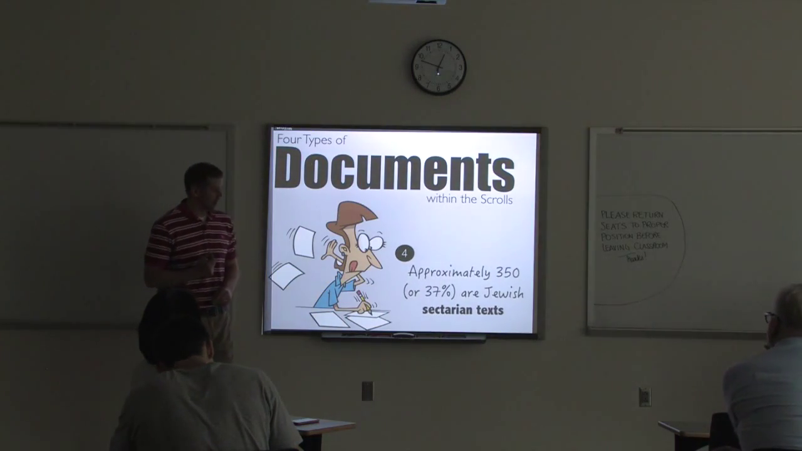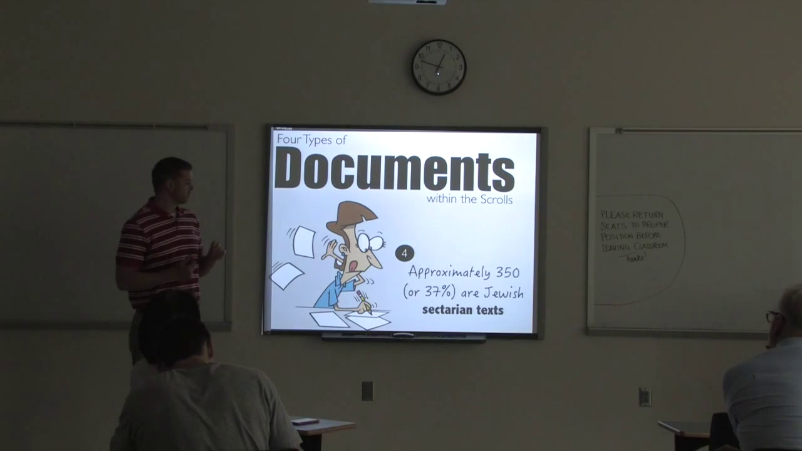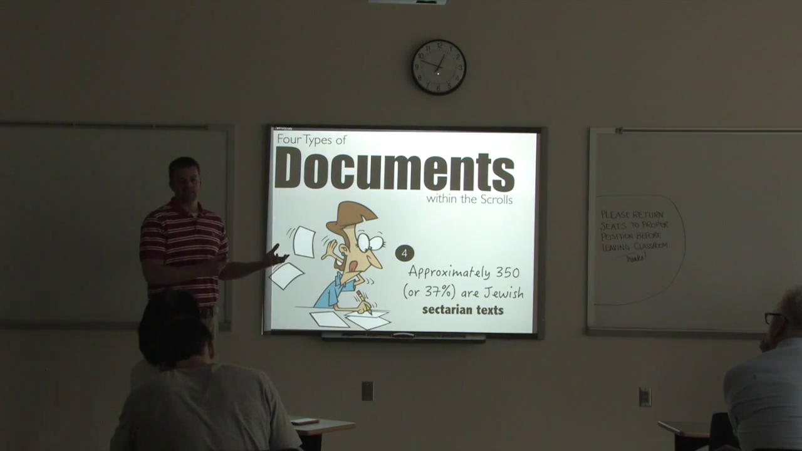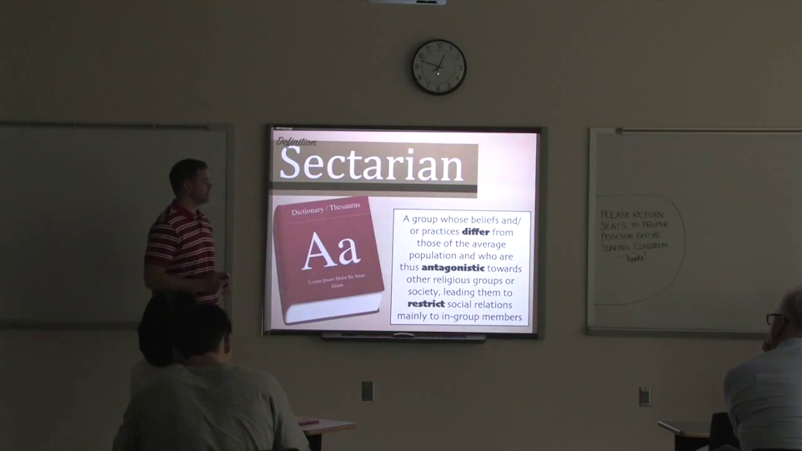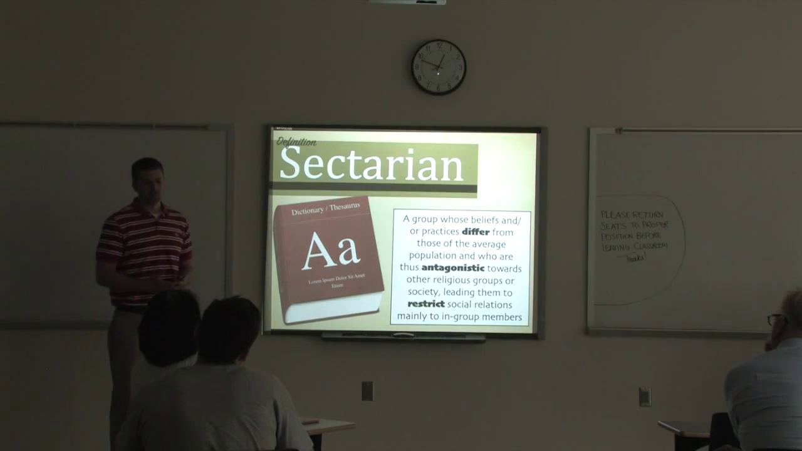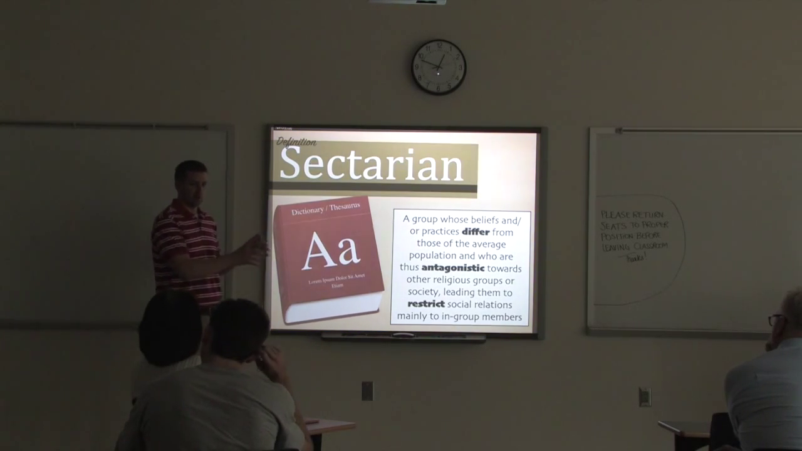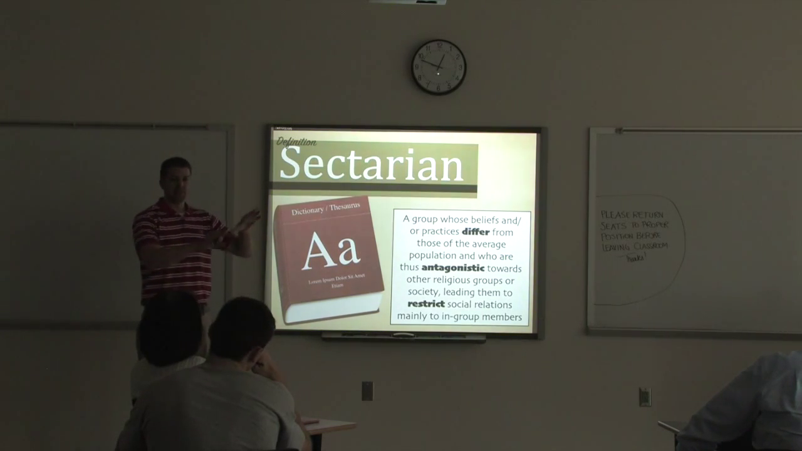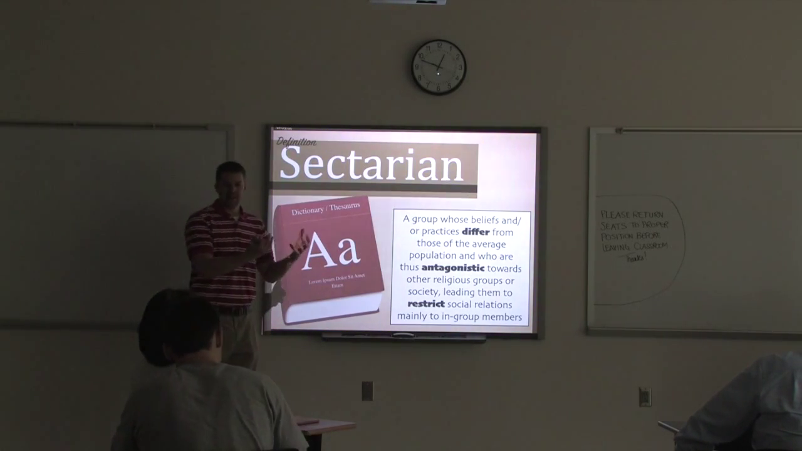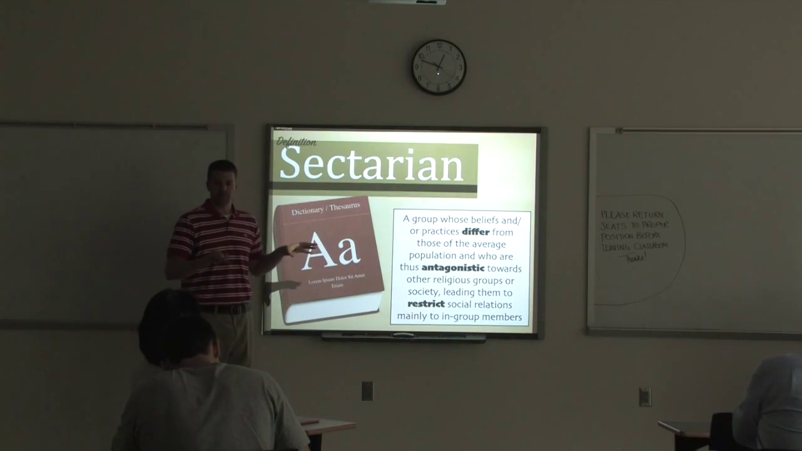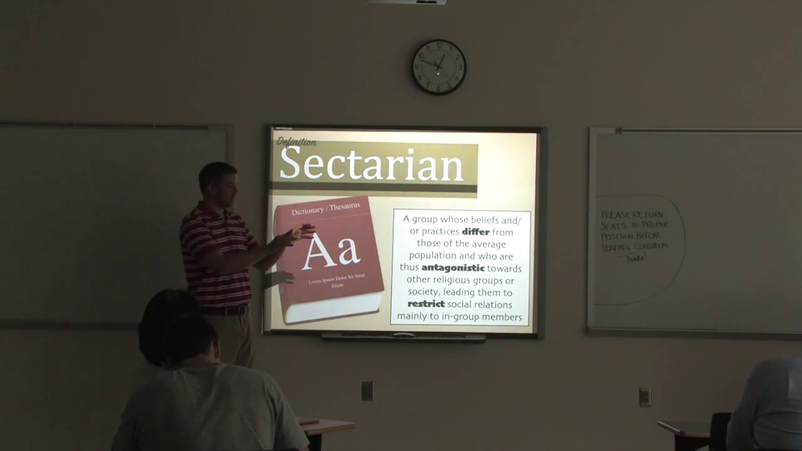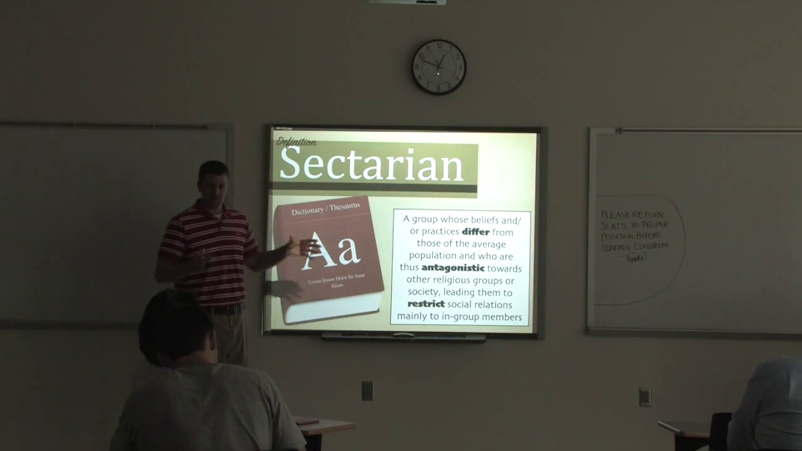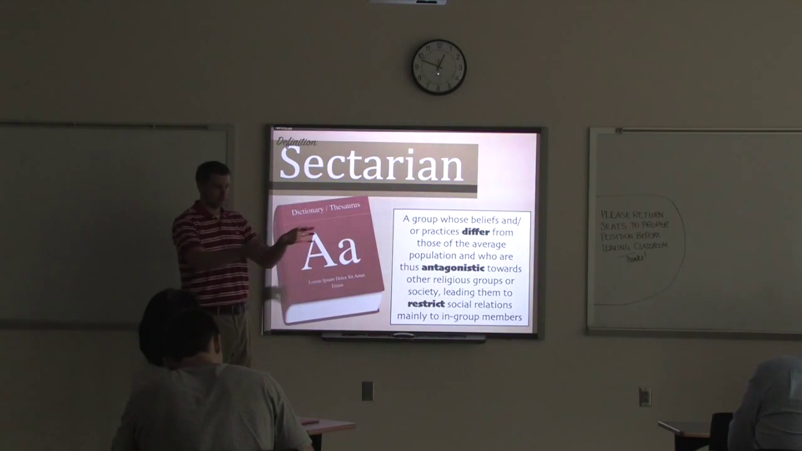The fourth kind of text that we found were what we call sectarian texts. Now, this might be a word that's unusual. A sectarian group is just a group who is different in some ways from the wider society, popular beliefs. And because they're different in a lot of ways, they're often antagonistic towards outsiders. They have a negative view towards outsiders, possibly even other religious groups. And in some ways, that restricts their interaction with others. So they're very much into an in-group mode.